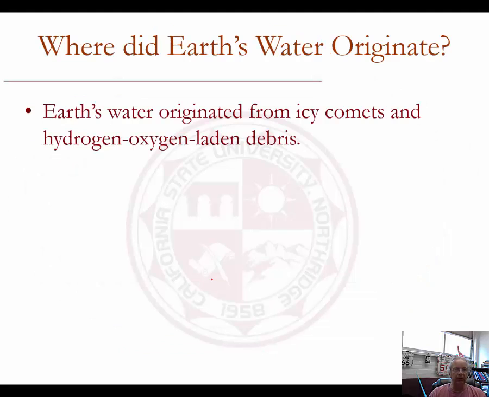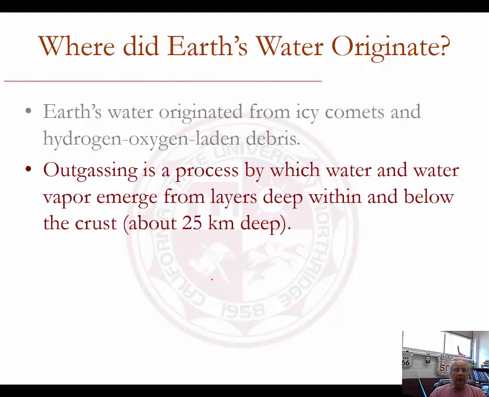Where did all the water come from? It appears to have come from comets and other debris that crashed into the earth that had a great deal of hydrogen and oxygen. Water can emerge from deep within the earth's surface through a process called outgassing, and a good bit of essentially water vapor gets into the atmosphere through eruptions of various sorts.